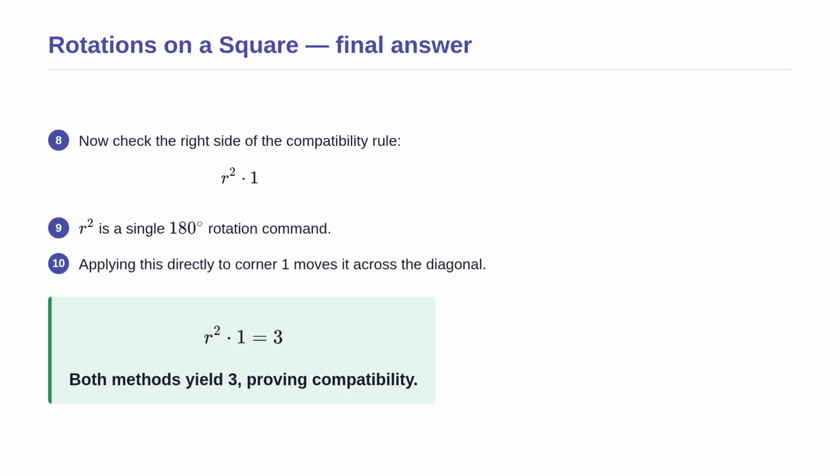Now we must check the right side of the compatibility rule. The element R squared represents combining the two 90-degree rotations into a single 180-degree rotation command before we even touch the square. Applying this combined rotation to corner 1 moves it directly across the diagonal to position 3. Both methods yield the exact same physical location, proving the compatibility rule works perfectly.